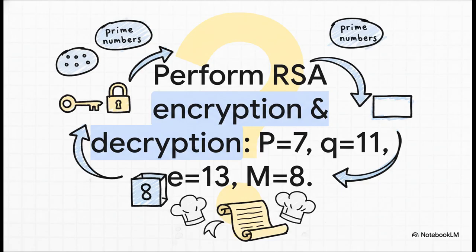Okay, picture this. You flip open your exam and there it is. A question that says, perform encryption and decryption using RSA. You've got your primes, P and Q, an exponent E, and the message M. And you're thinking, where do I even begin? It looks super intimidating, I get it. But trust me, it's just like following a recipe. And by the time we're done here, you are going to know every single step, guaranteed.